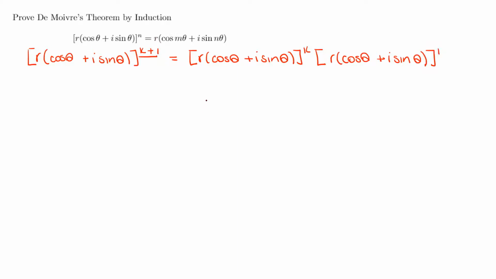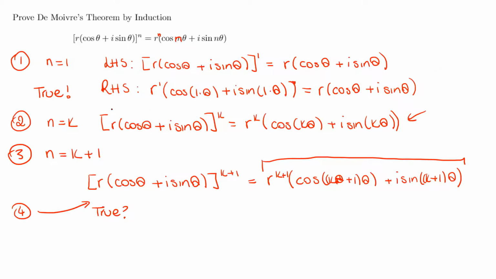And if you're unsure of your indices rules, guys, always go to your log tables. Now we know from the previous part, when we assumed n is equal to k, that this here must be equal to this.